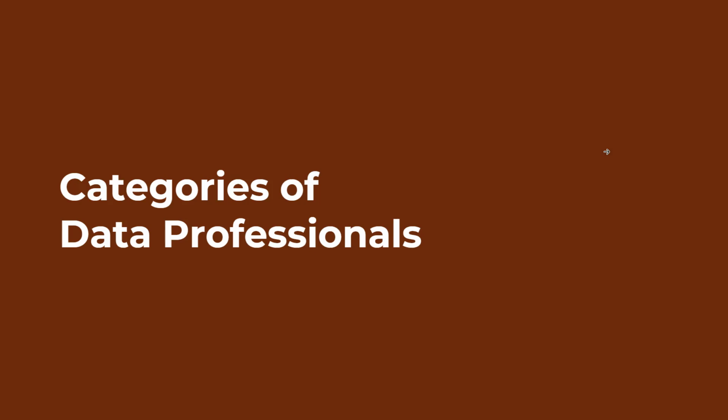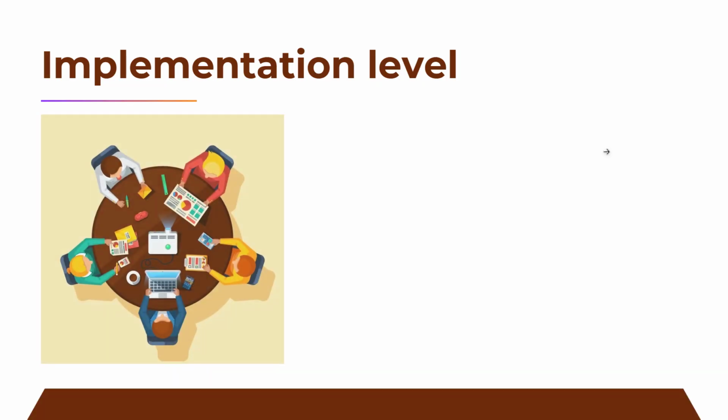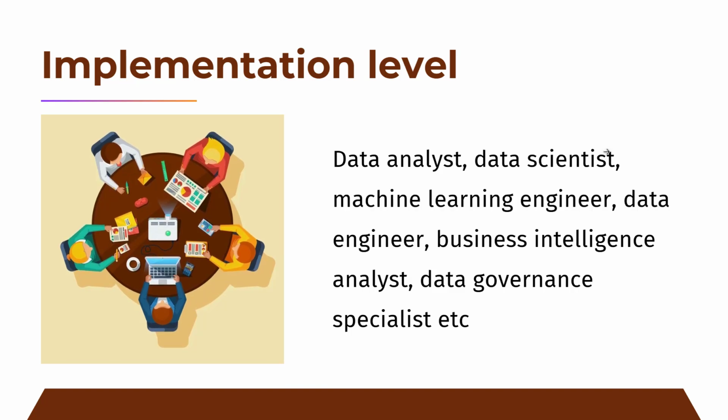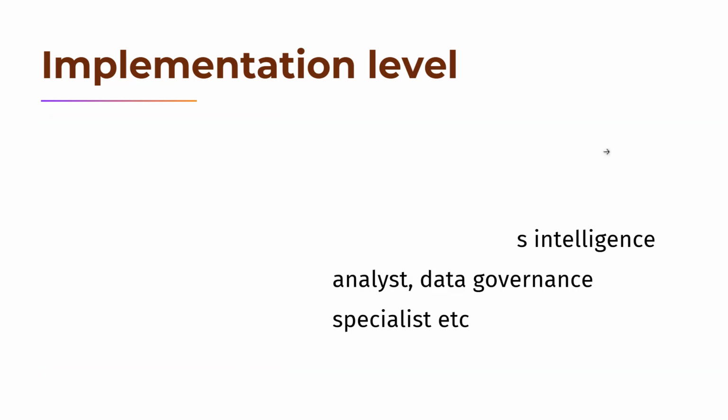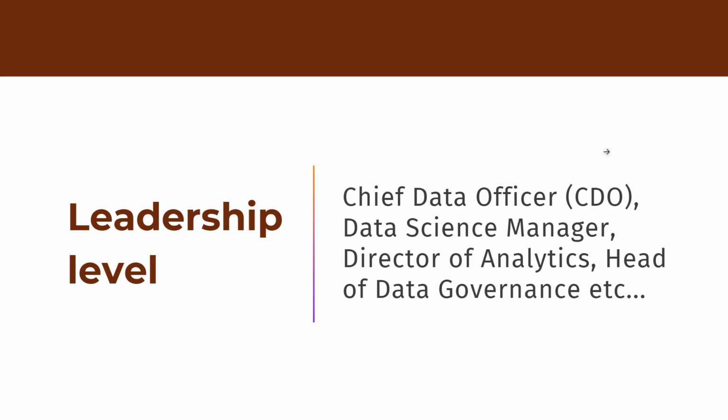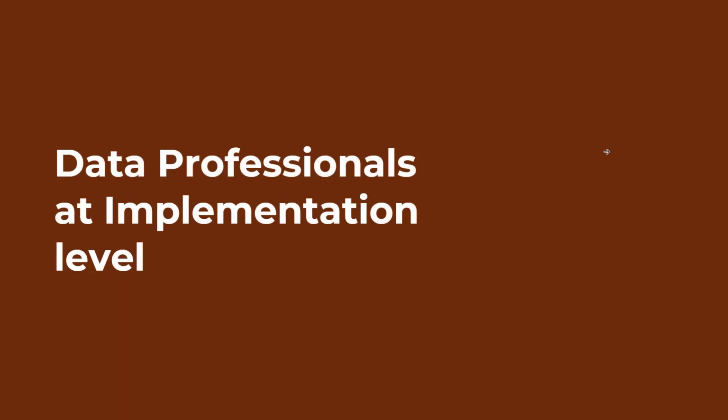Now these can be categorized into two main categories. We have professionals at implementation level, and these include data analyst, data scientist, machine learning engineer, data engineer, business intelligence analyst, data governance specialist, among others. We also have professionals at leadership level, and these are responsible for overseeing as well as providing strategic direction within the data team. So they can be grouped into chief data officer, data science manager, director of analytics, head of data governance, among others. So let's now explore the professionals at implementation level.